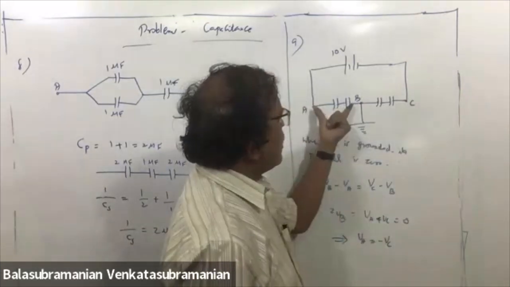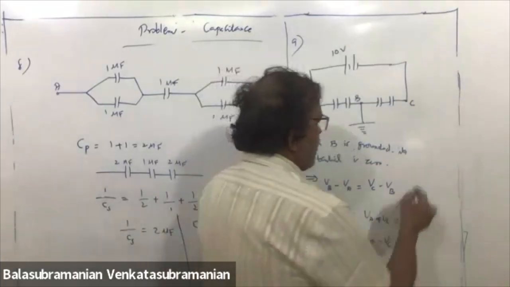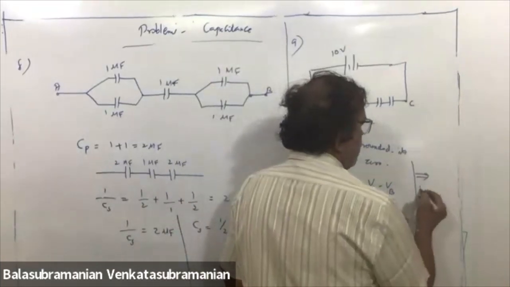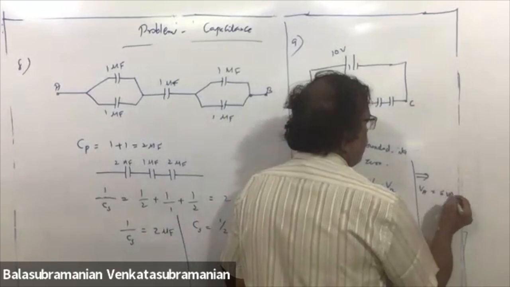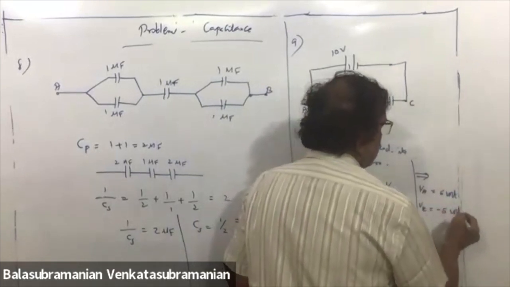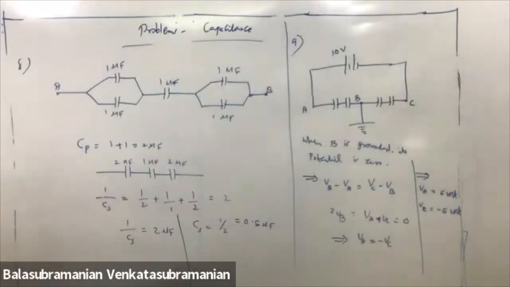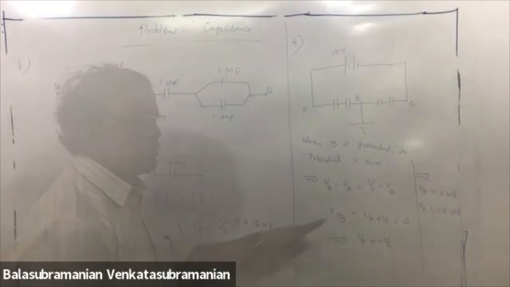Total potential is 10 volt. So this potential difference and this potential difference sum to 10 volts. Implies VA is equal to 5 volt, VC is equal to minus 5. These two, and 0 at the point B. Correct? Straight problem.